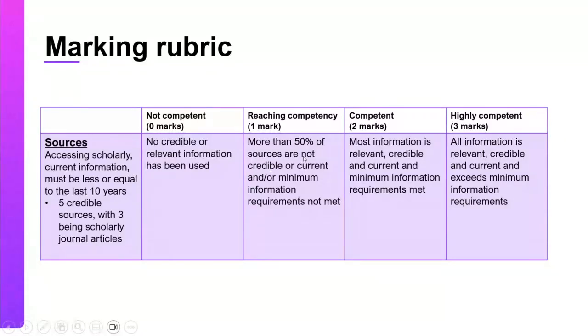If I have more than 50% of sources not being credible or current, or those minimum information requirements aren't met, so these 5 credible sources, then I might get a mark because I've had a go, but I haven't met these criteria. Competent, so 2 marks, you know, average, middle. Most of the information is relevant, it's credible, it's current, and I've met these minimum requirements. And then that extra step up would be everything is relevant and credible, and I've found more than enough information.